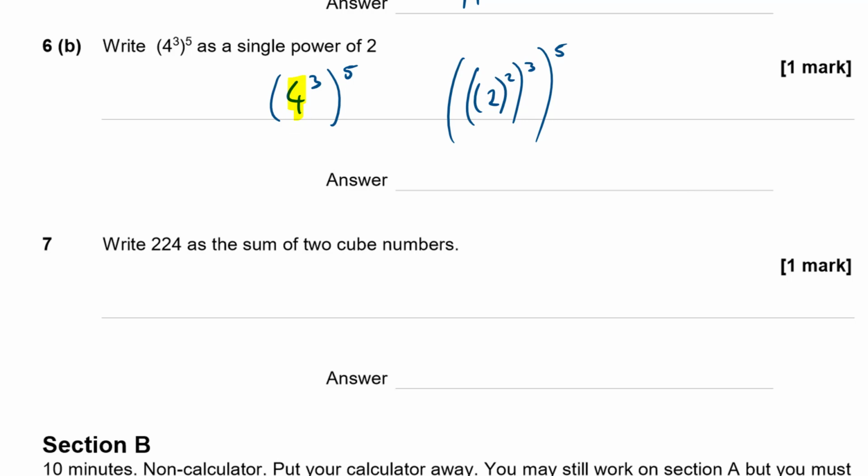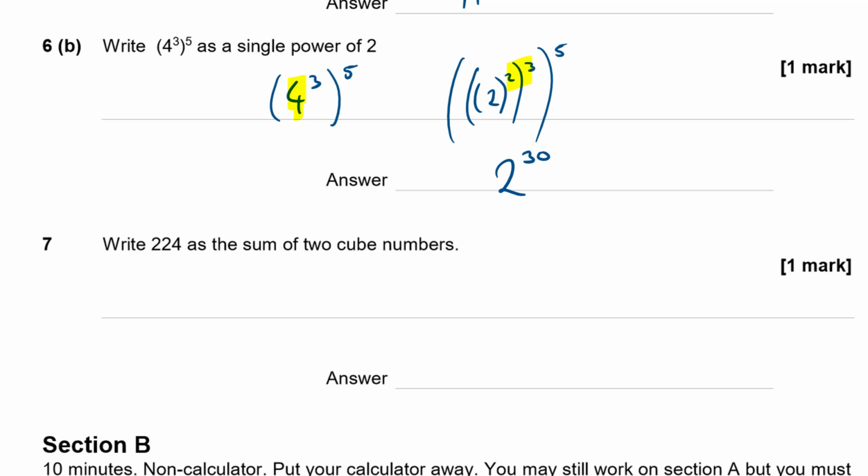So I've got an index of an index of an index here, so I need to multiply all those together. So squared times cubed, multiplying those two together, gives me 2 to the power 6, and 2 to the power 6 times 5 is 2 to the power of 30. So as a single power of 2 it's going to be 2 to the power of 30.